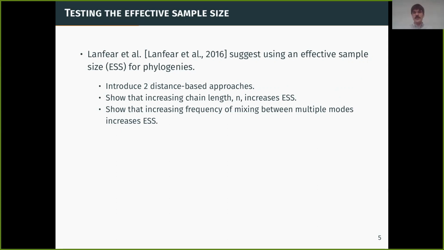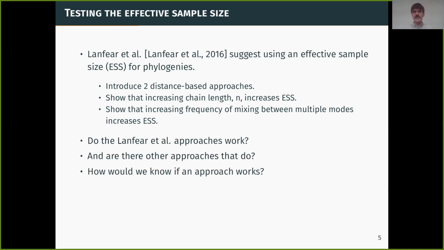Now, an ESS should have properties on that order, but that's not really a definitive demonstration that these work, which leaves some questions. Do they work? Are there other approaches that work? And I think kind of the crux of the issue, how would we know if these measures are working?